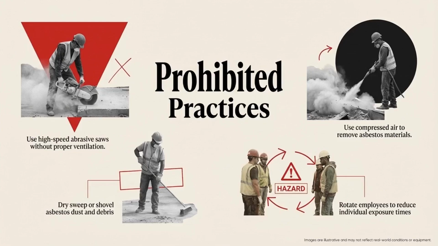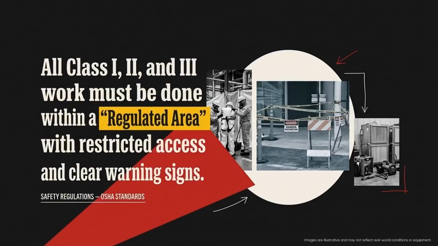You can never, ever use compressed air to blast it away. And you absolutely cannot dry sweep it. Oh, and trying to cheat the system by rotating workers in and out of a hot zone? Yeah, that's banned too.